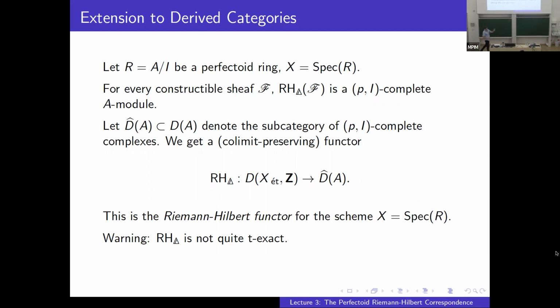So those go to complexes of A-modules with cohomology only in degree 0. But a non-constructible sheaf, even if it's in degree 0, in general goes to a complex with cohomologies in many degrees. Well, not very many degrees. It's almost t-exact. The problem is that the construction here involves some kind of completion with respect to p and I, and completion is not an exact functor.